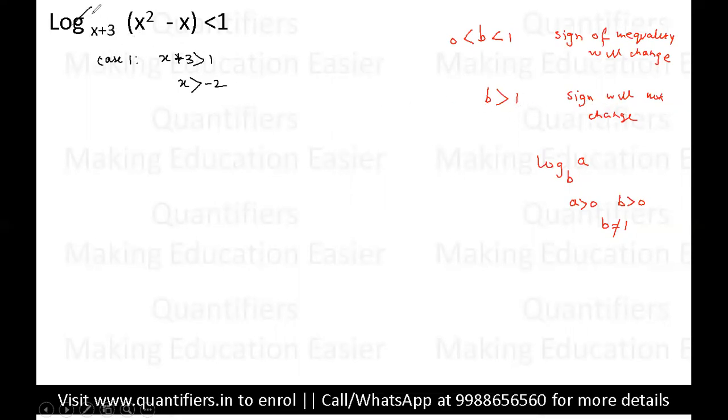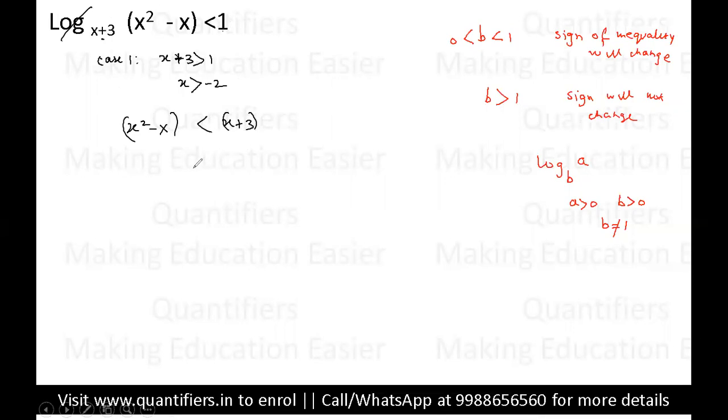Now what does it mean? See, if you remove this log, so left hand side will be x square minus x only, and now right hand side will become x plus 3 to the power 1, so I'll write it as x plus 3 only. Now sign of inequality students, it will not change, right? So it will remain less than only. x square minus x will be less than x plus 3.